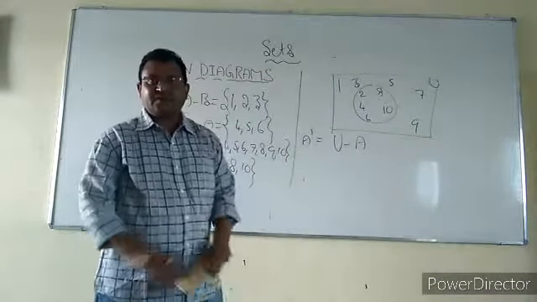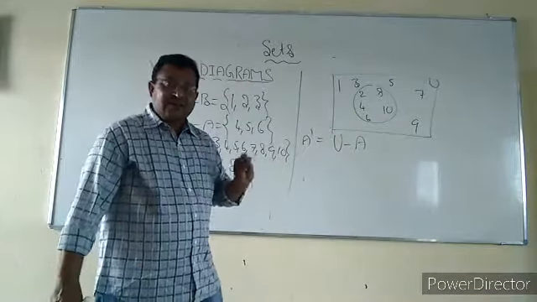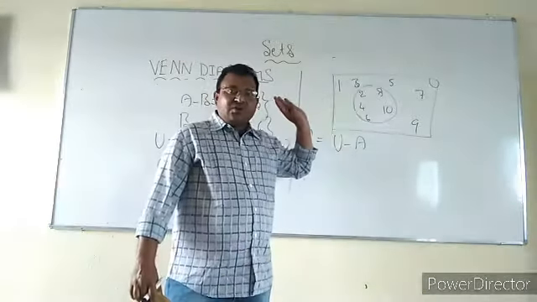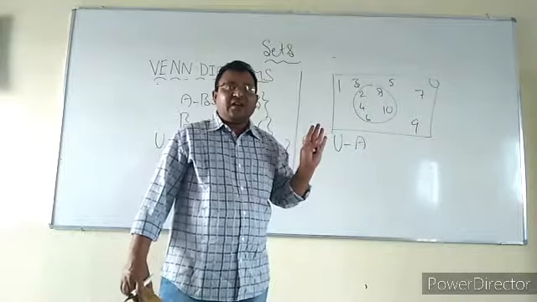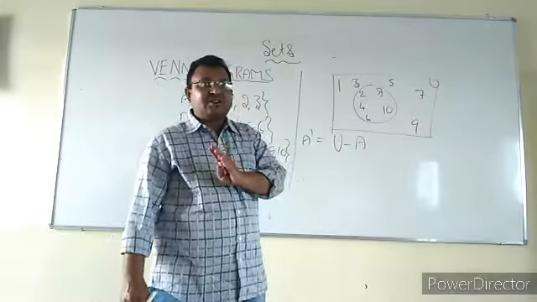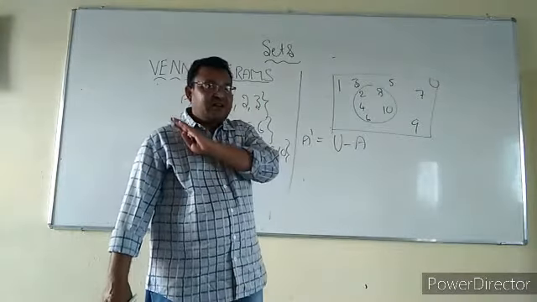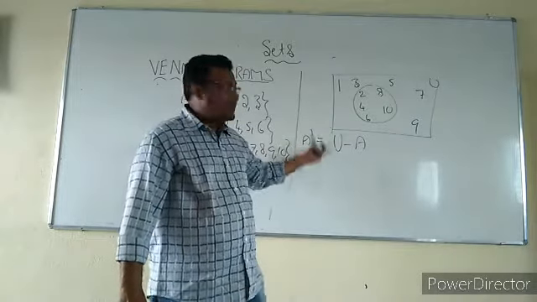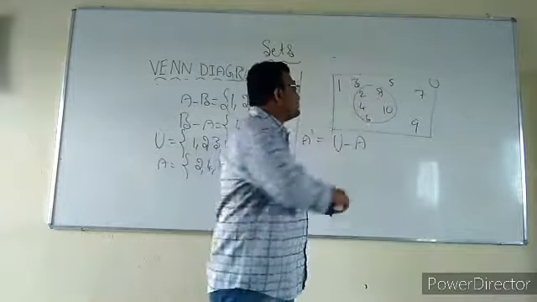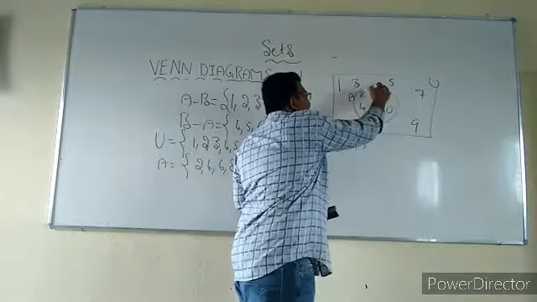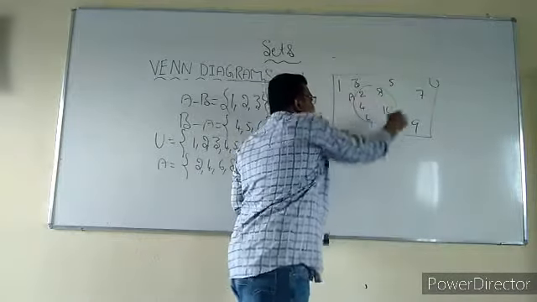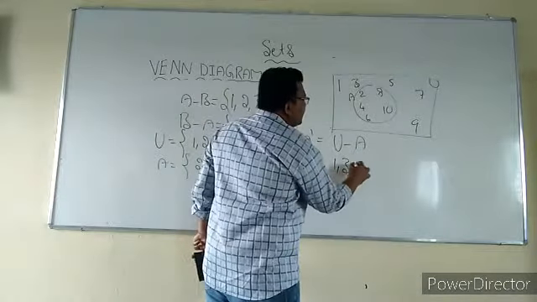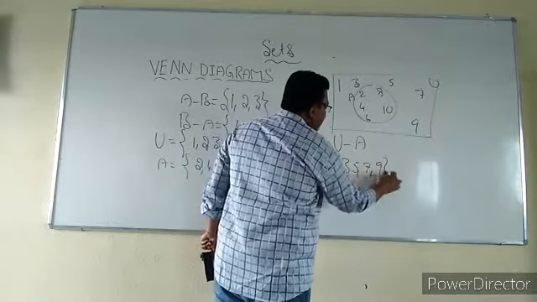We know already this one. Complement. The elements which belong only to the universal set but not to A. So clearly the elements which belong to A are not part of A dash. That means other than these elements, whatever will remain, those are all A dash. So that is equal to 1, 3, 5, 7, 9.